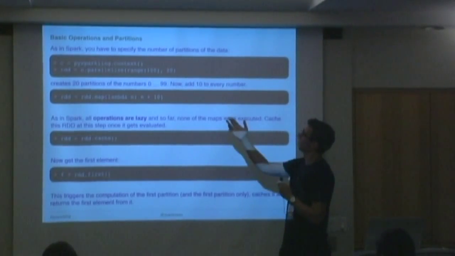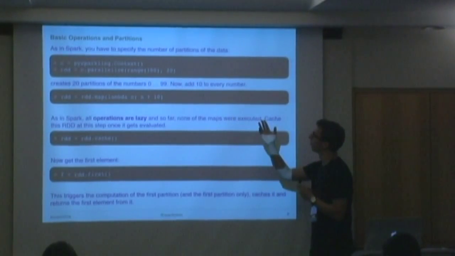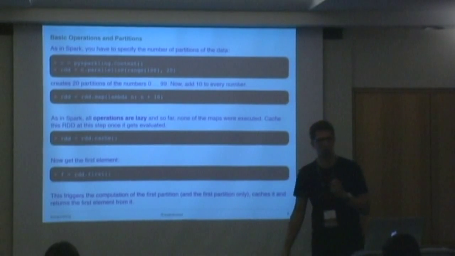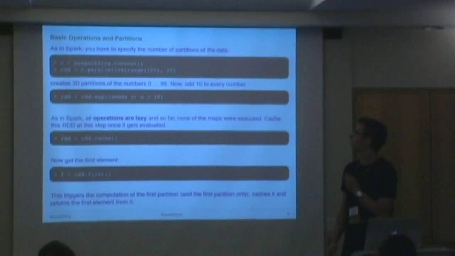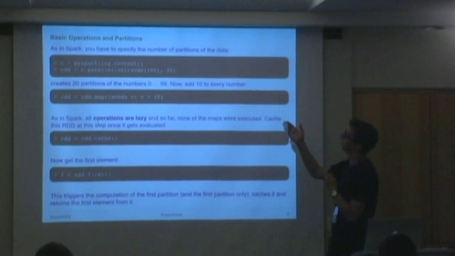So you say you parallelize a list of 100 numbers, and you want them to be 20 partitions. With any parallel processing framework, you always have to specify how you want to partition your data. Usually, if you know your data, it's quite obvious what your partition sizes should be. So here we say the 100 numbers should be divided into 20 batches. This is how you create your data set initially.